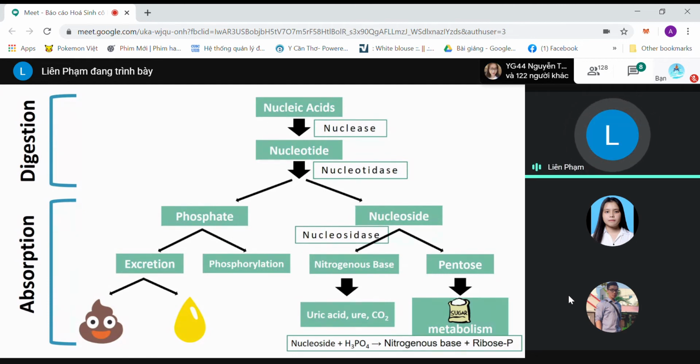And my exact answer is phosphate, nitrogenous base, and pentose sugar. These products that can be reused are phosphate, pentose sugar, and nitrogenous base. They are reused to synthesize new nucleic acids or glycosides, lipids, or proteins.